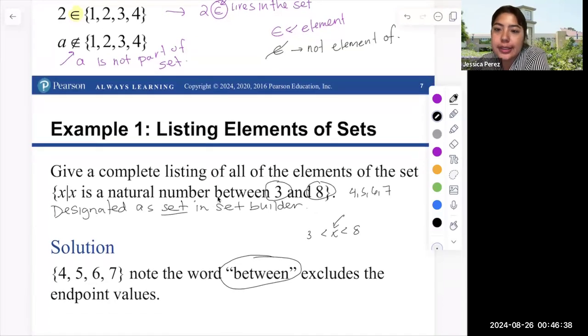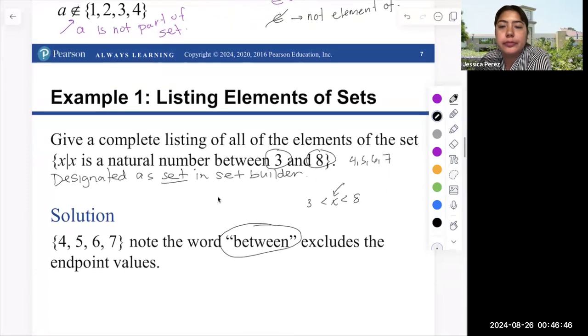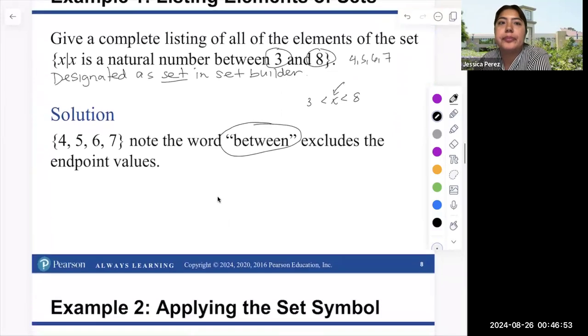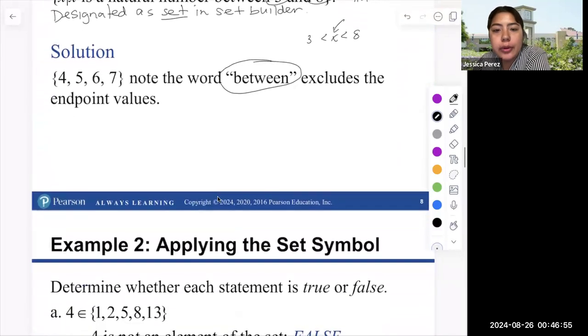3 less than X less than 8. So that would be 4, 5, 6, and 7. And of course, these would be such that X is a natural number. So you are excluding. The word in between excludes the endpoint values. Now we are applying the set symbol.